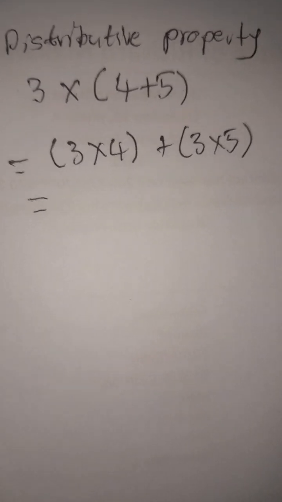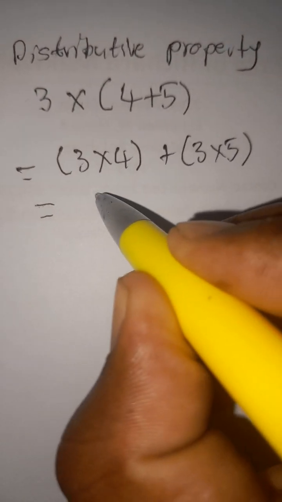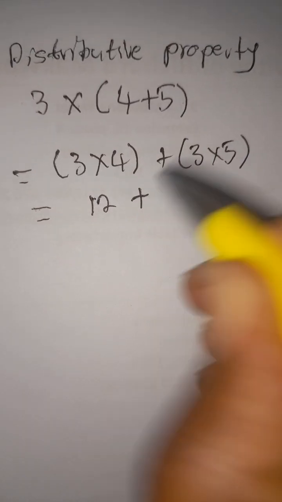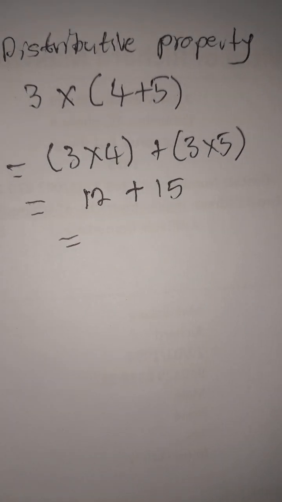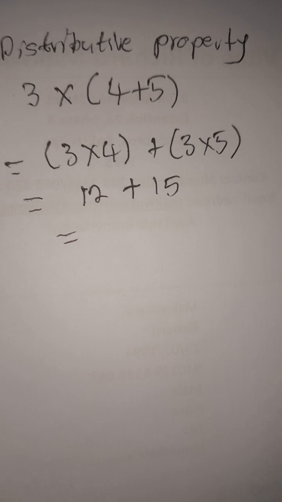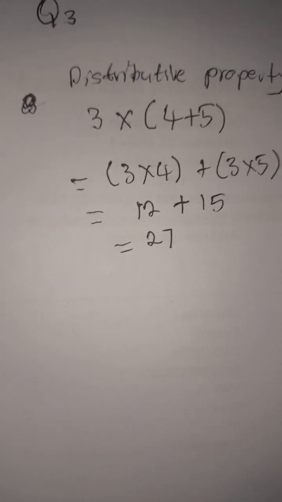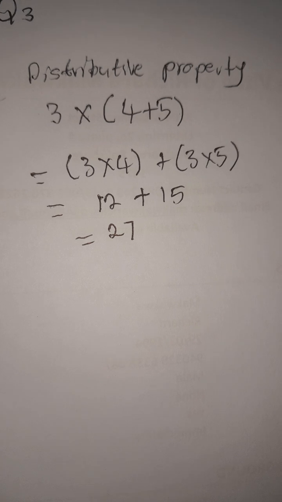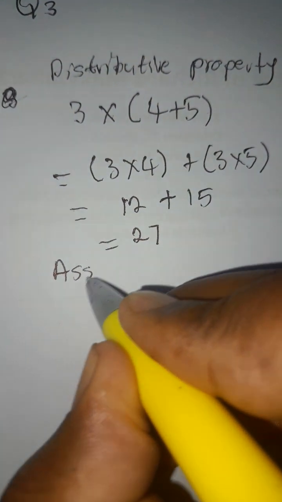So what do we do? 3 times 4 will give you 12 and 3 times 5 will give you 15. We will then add 12 plus 15, and that will be 27.